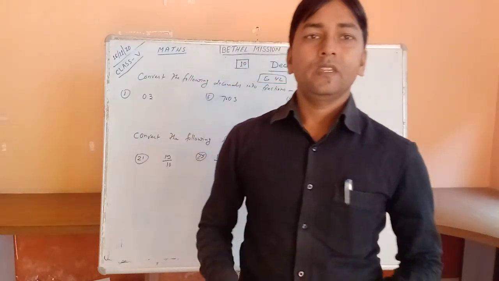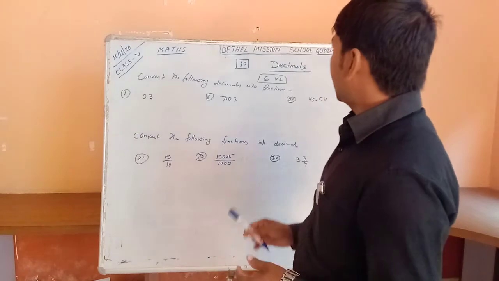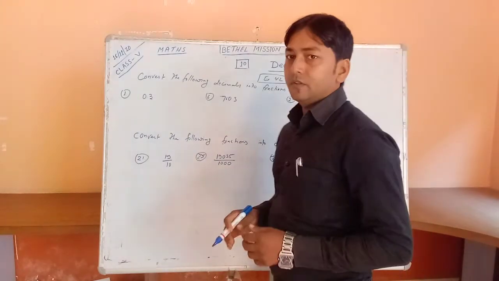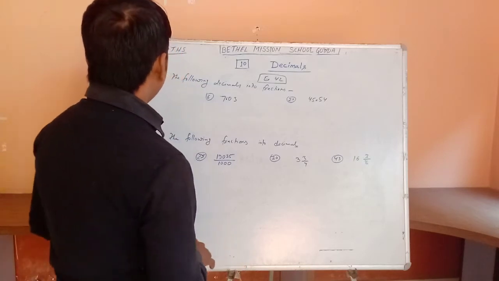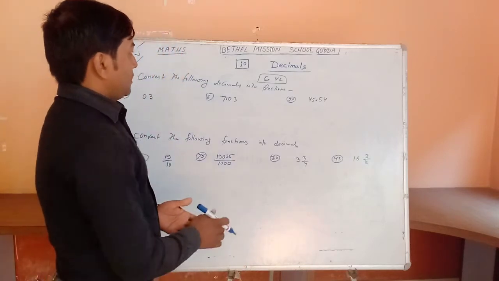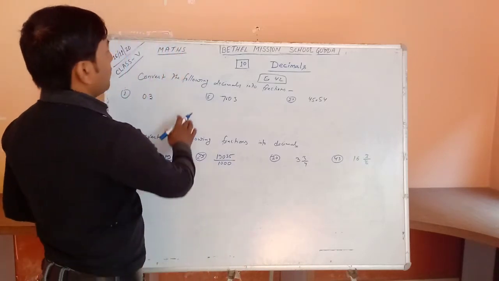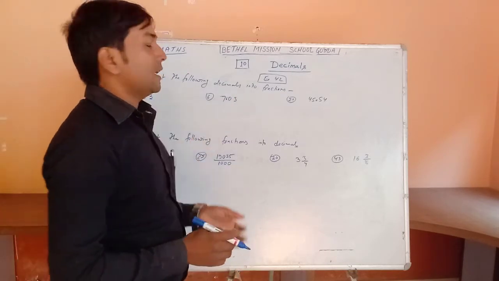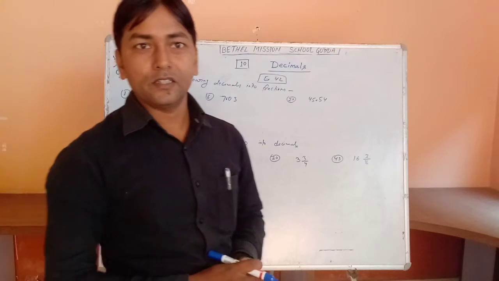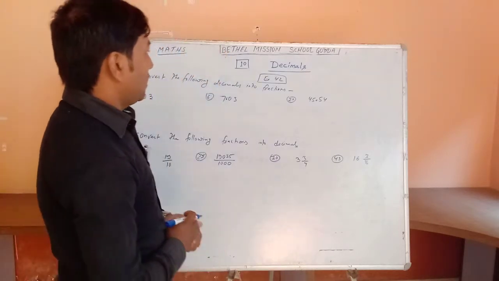Today I am going to solve exercise 42. It is related to the chapter on decimals. The first question says to convert the following decimals into fractions. Decimals are given, and you have to change them into fractions. So how would you solve it?